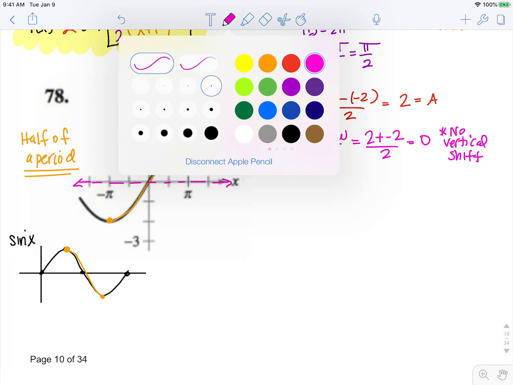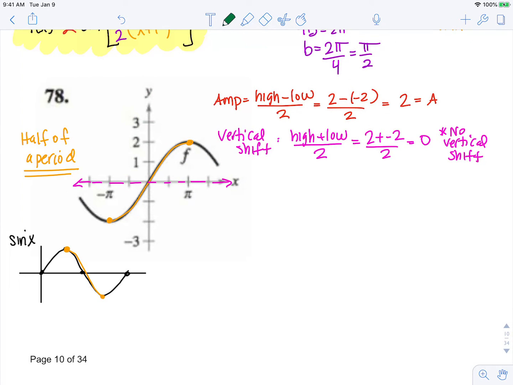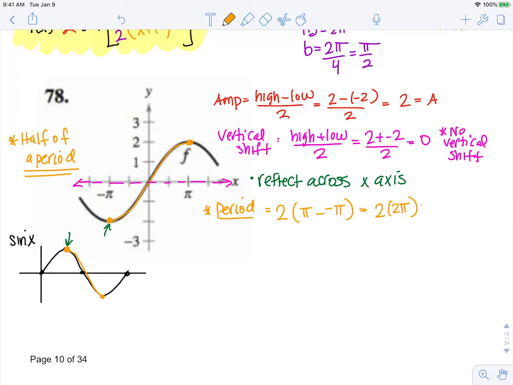Now, I can see that normally we start up here, but since we're starting down here, that tells me we reflected across the x-axis. Now, for my period. Since we only have half of a period, my period is going to be double pi minus negative pi, which is 2 times 2 pi, which is 4 pi.